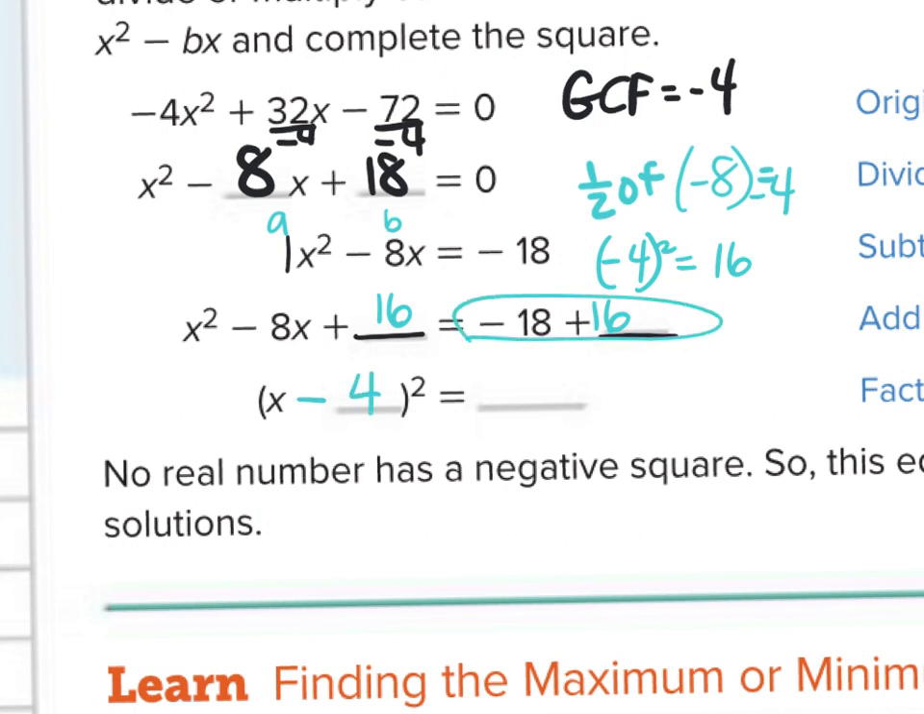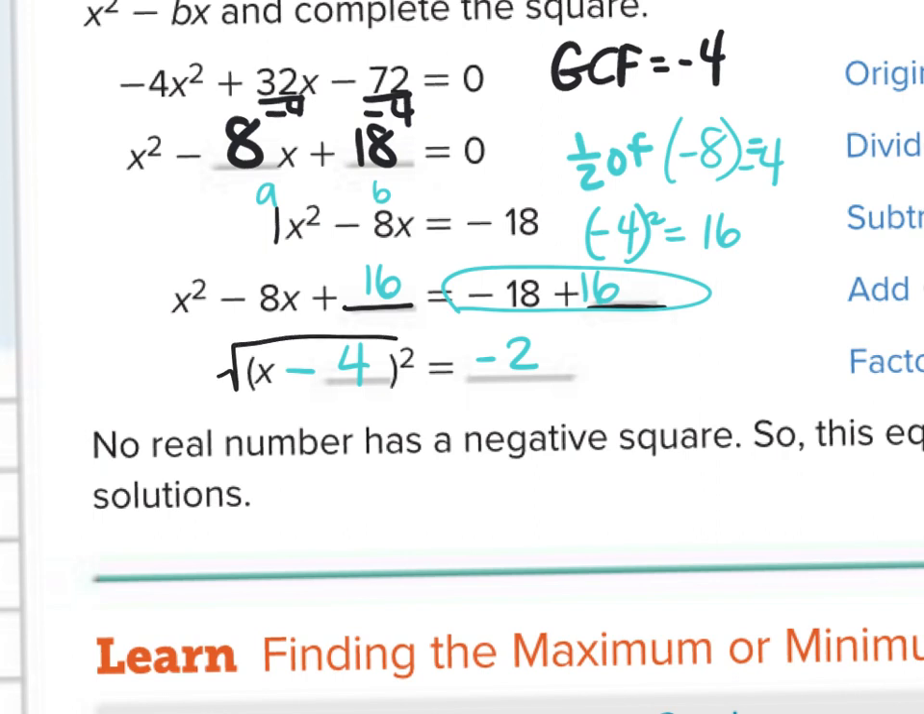Now this side I have to simplify. So -18 plus 16. What is that going to be? Close. -2. Good. Now watch close here. This part is kind of confusing, but it's actually pretty simple once you see it. So I would solve this by square rooting. So I square root here and here.